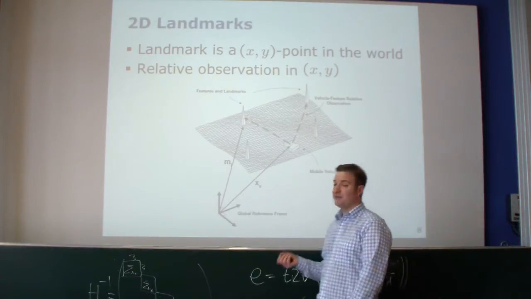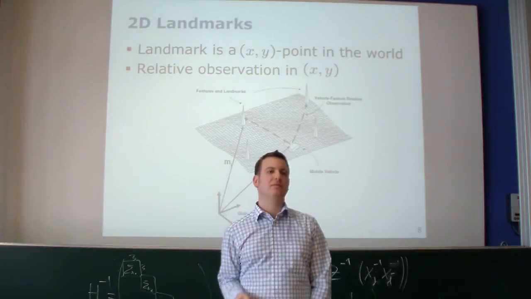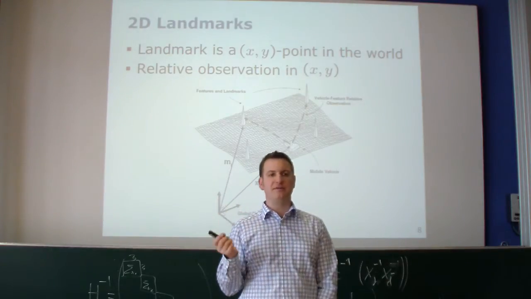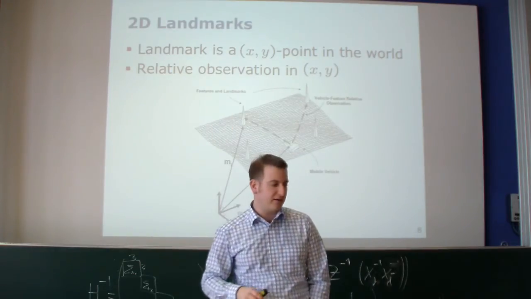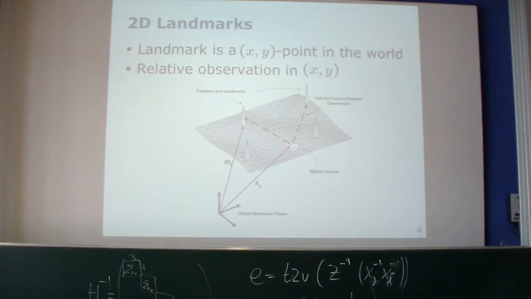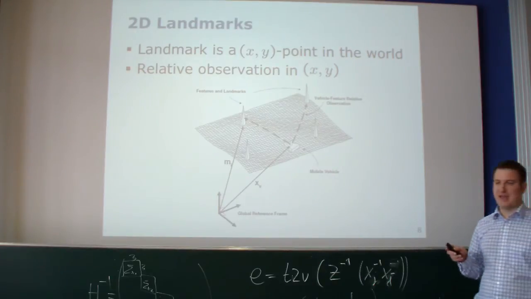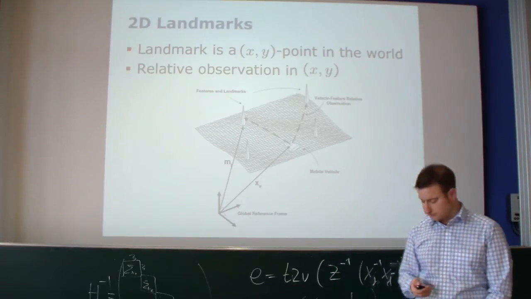We have an observation that is a point in space, an XY position. I don't know anything about the orientation of that feature, so it can be just a pole or the trunk of a tree or something like that. And I have a relative observation. Let's say, in the easiest case, of a sensor where I can actually measure delta x, delta y, the location of that feature.